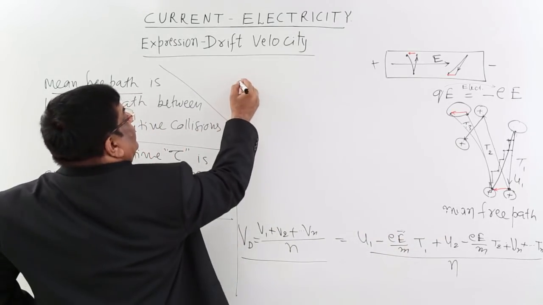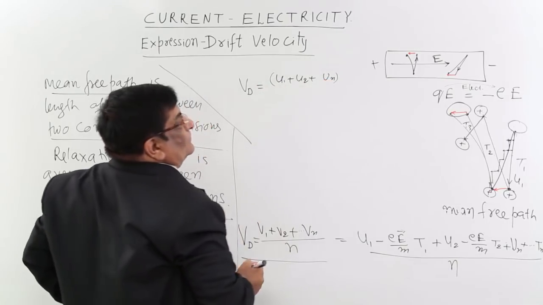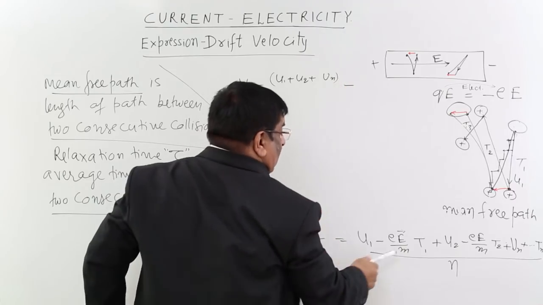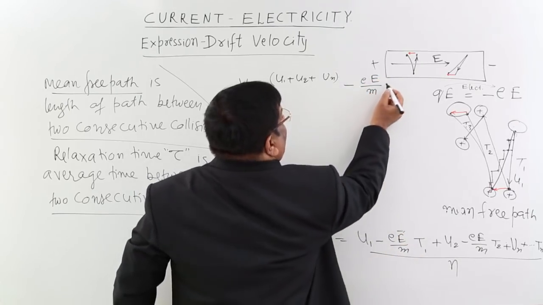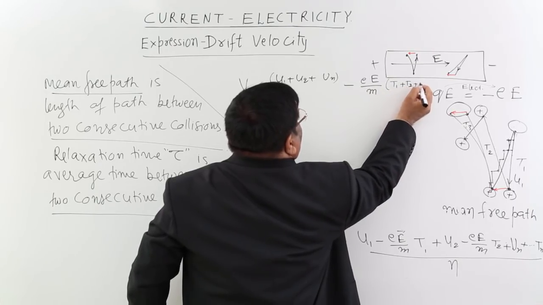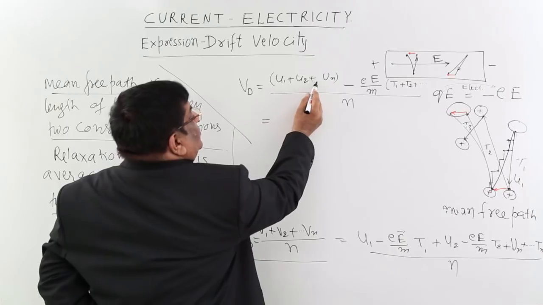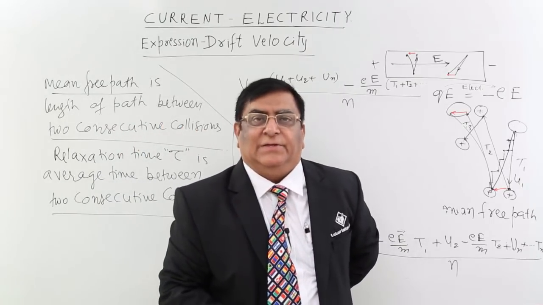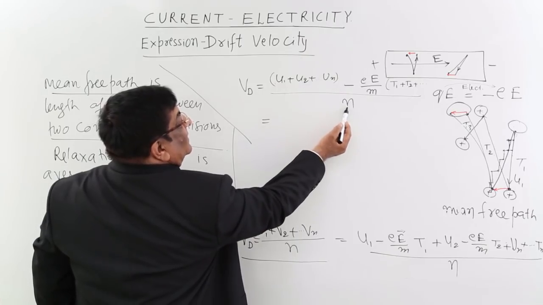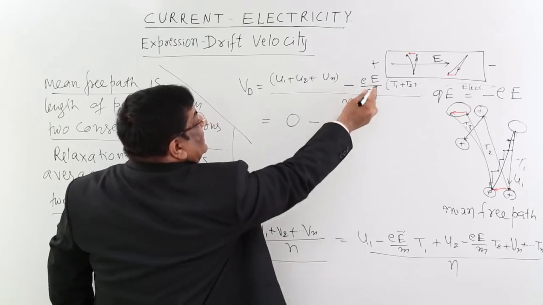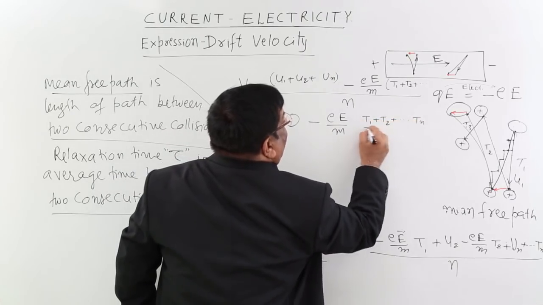That average drift velocity v_d is equal to (u1 + u2 + ... + uN) / N minus (eE/m) multiplied by (t1 + t2 + ... + tN) / N. Now u1, u2, u3 are the thermal velocities, and we have learned that the average thermal velocity is 0. So (u1 + u2 + ... + uN) / N becomes 0, minus eE/m times (t1 + t2 + ... + tN) / N.